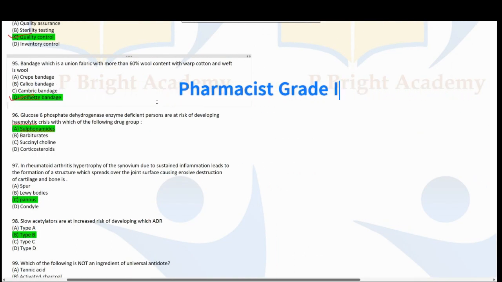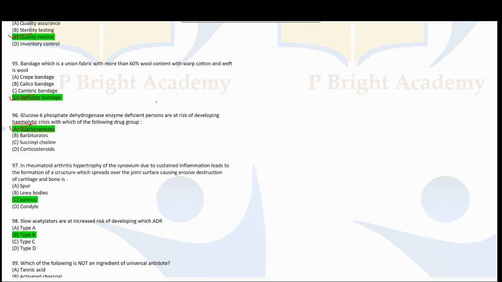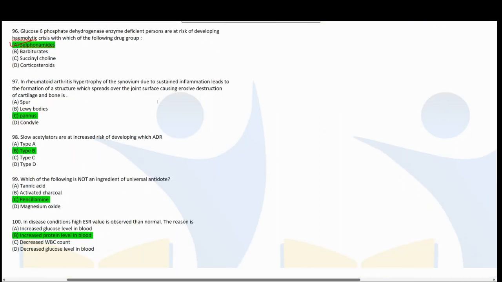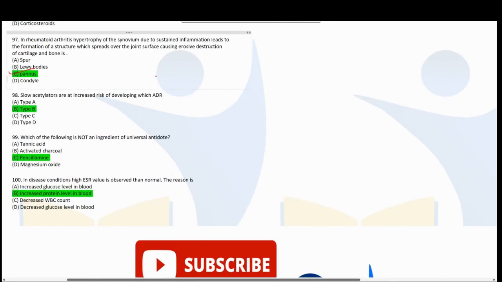Glucose 6-phosphate dehydrogenase enzyme deficiency patients are at risk of developing hemolytic crisis with which of the following drug groups? Sulfonamide, option A, the right answer. In rheumatoid arthritis, hypertrophy of the synovium due to sustained inflammation leads to the formation of a structure which spreads over the joint surface, causing erosive destruction of the cartilage and bone. Pannus, option C, the right answer. Slow acetylators are at increased risk of developing which ADR? Type B ADR. Option B is the right answer.